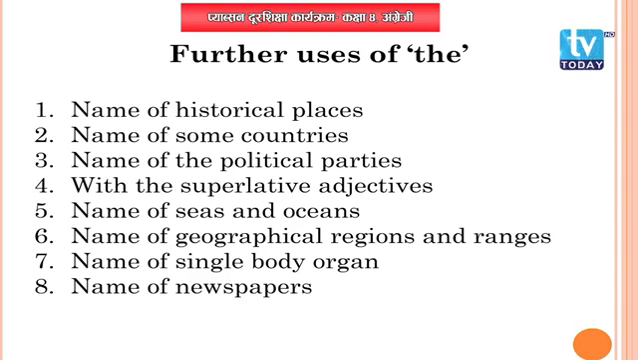Now the next one is about political parties. There are so many political parties in our country. Congress party we call, and Communist party we call, even Maoist we call. So all those party names consist of the in front of them while using: the Congress party, the Communist. So now let's check out the next one.